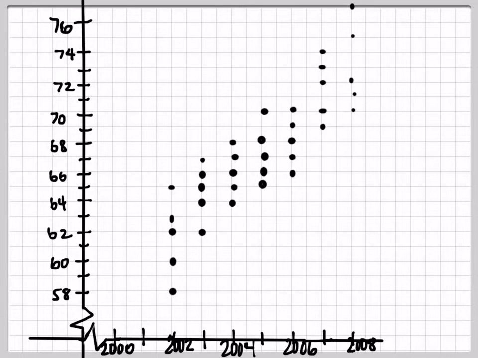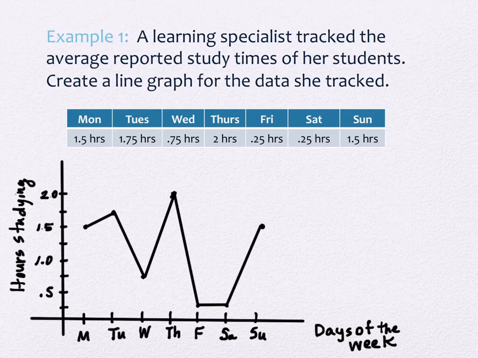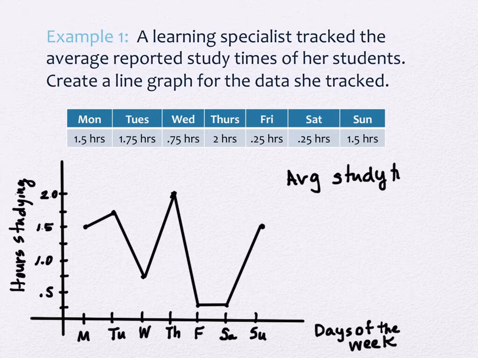What else do I still need to label? Oh, you know what? I forgot something, and you guys didn't tell me I forgot it either. Oh my goodness. What did we forget? A title. Let's fix this. What should the title be, or what could the title be over here? Average study times for students in a given week or something like that.